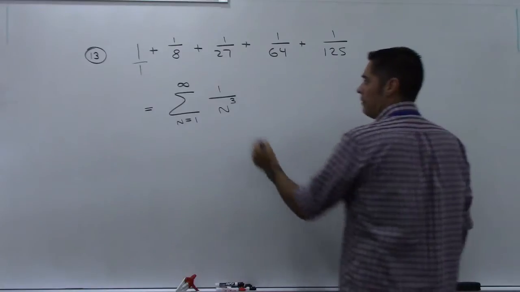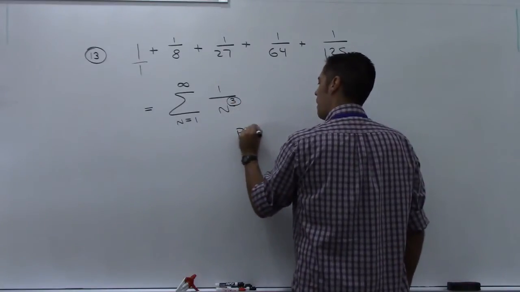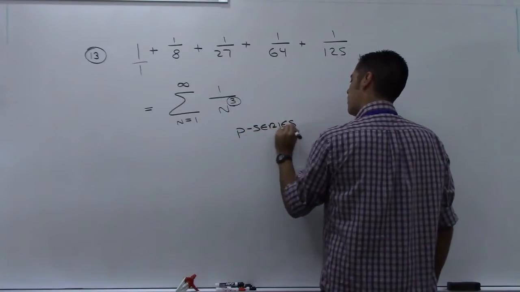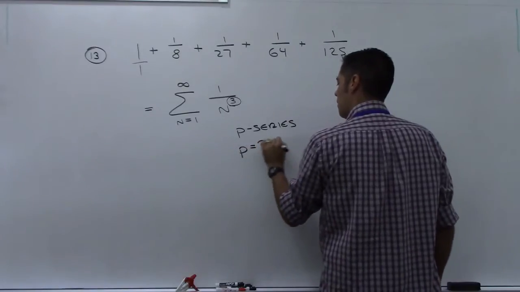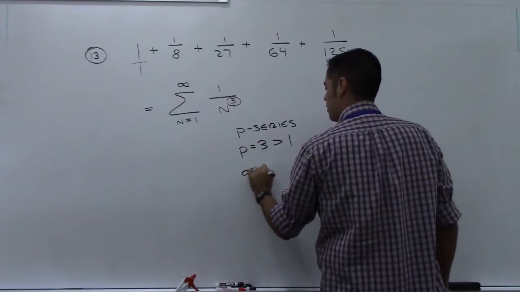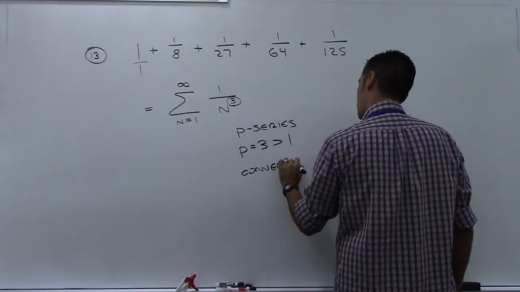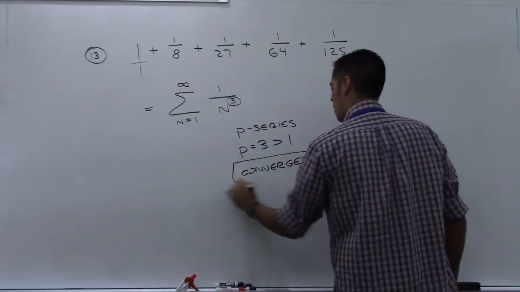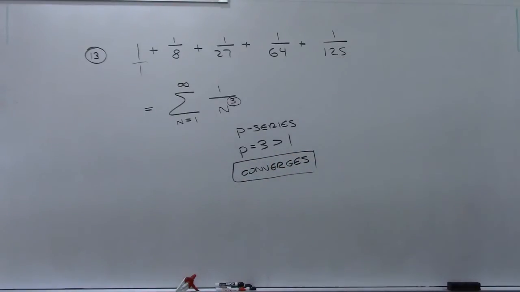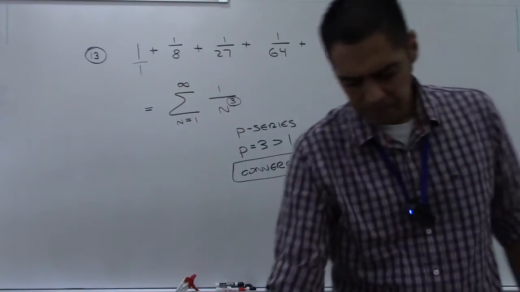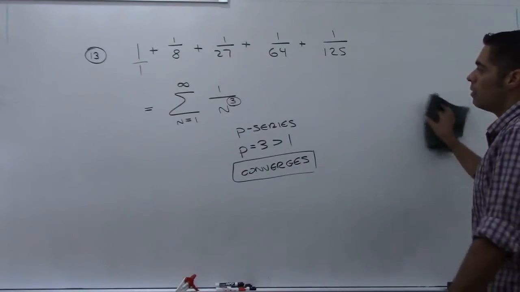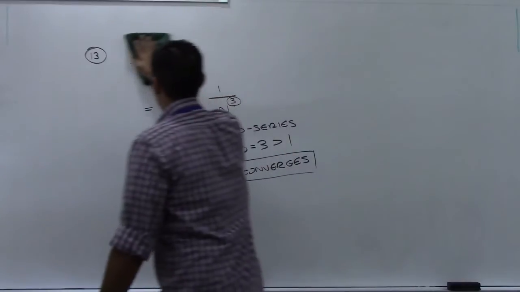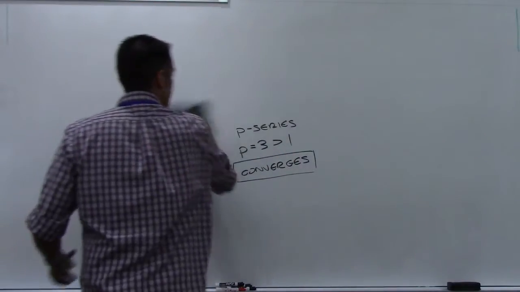And I hope this is obvious. This is a p-series. P is 3, bigger than 1, converges. That wasn't too bad. On that one, it's really just finding the formula correctly.